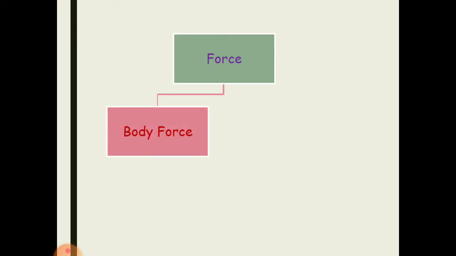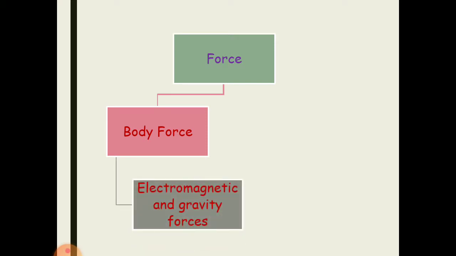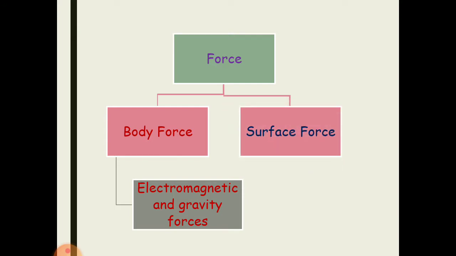Force is applied to a body in two ways, either as body force or surface force. The body force is the type of force which is exerted on the body through a distance. Force due to gravity, electric fields and magnetic fields are examples of body forces. Whereas the surface force is the force that develops due to direct contact with the body, like friction force, pressure force, etc.